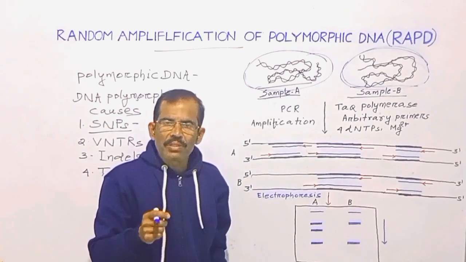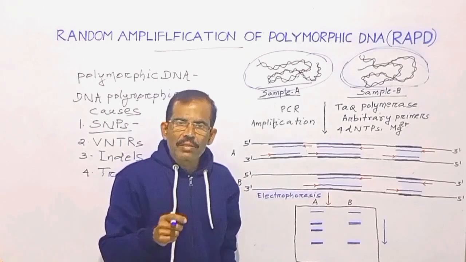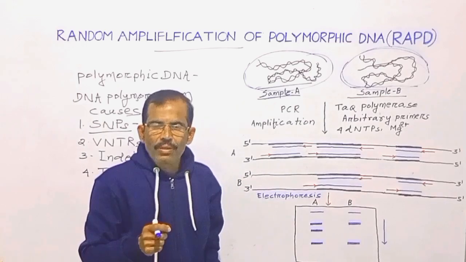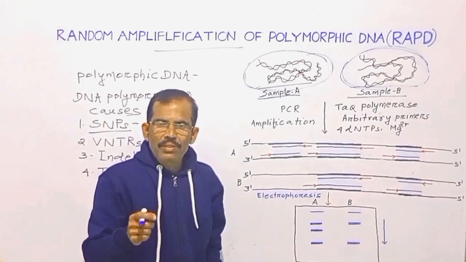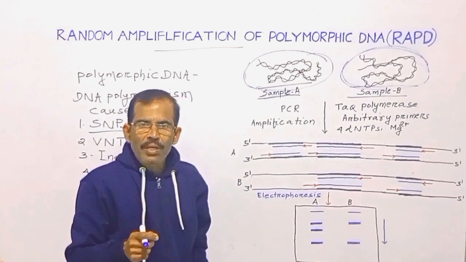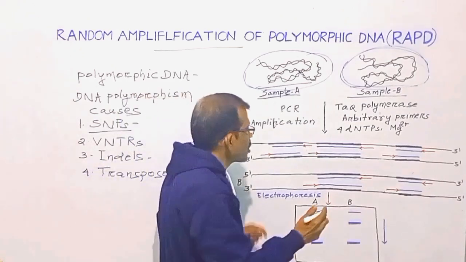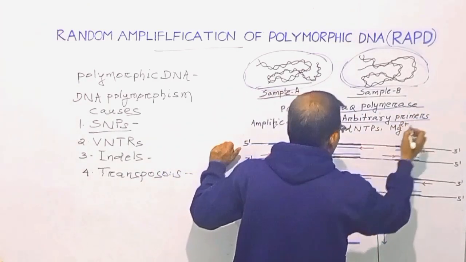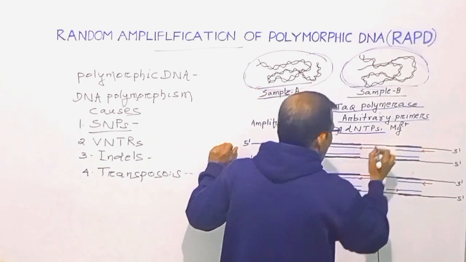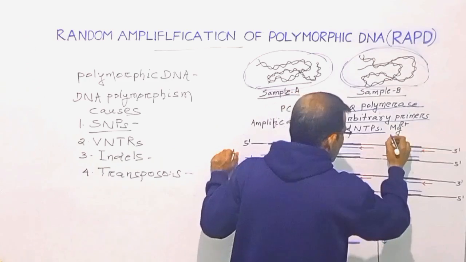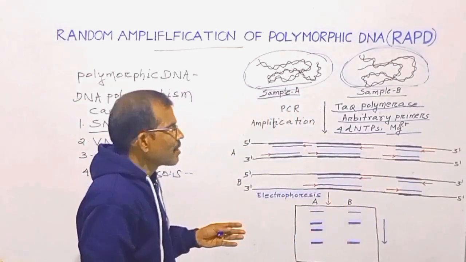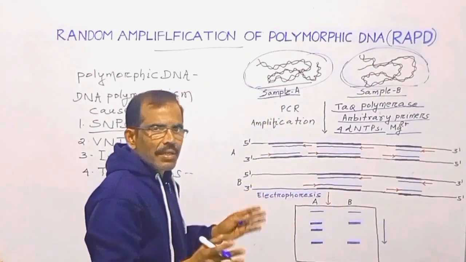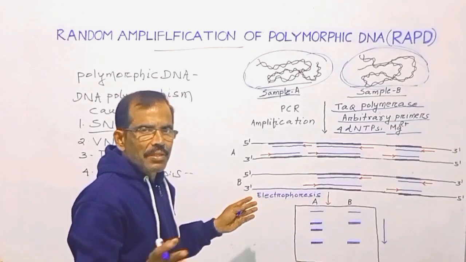PCR has three basic steps. First step is DNA melting, second step is primer annealing, and third step is amplification. All the three steps take place in the thermal cycler. Polymerase chain reaction requires a thermostable DNA polymerase such as Taq polymerase, arbitrary primers, four different deoxyribonucleoside triphosphates and divalent magnesium ion. First of all, the genomic DNA sample is melted separately by increasing the temperature to 95 degrees centigrade.